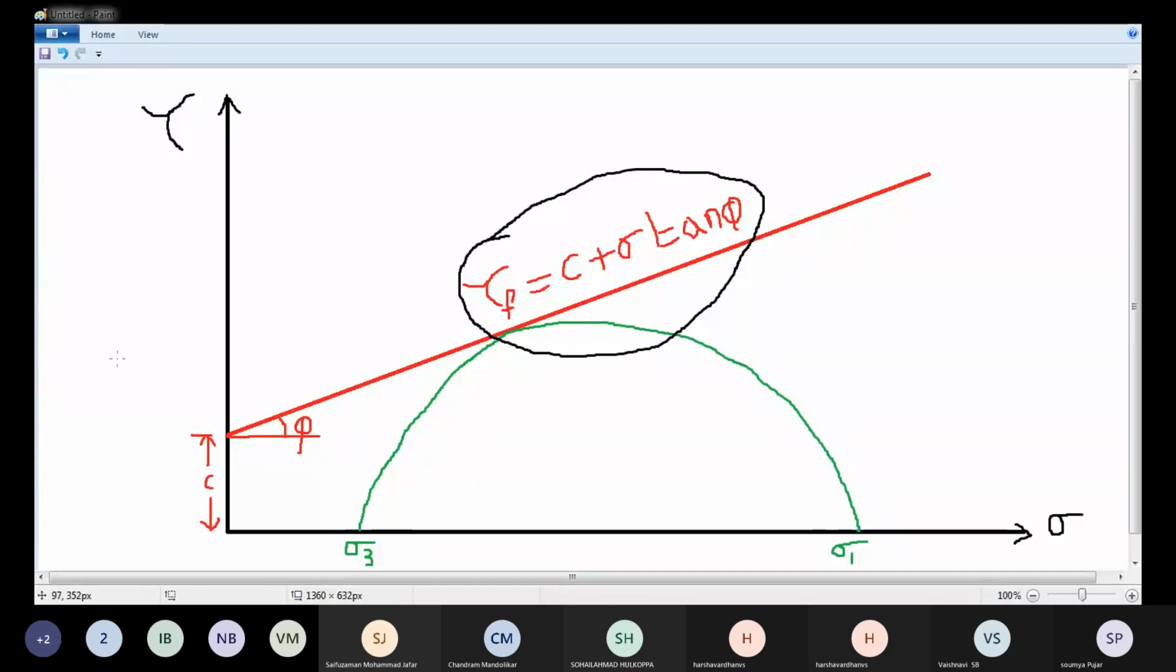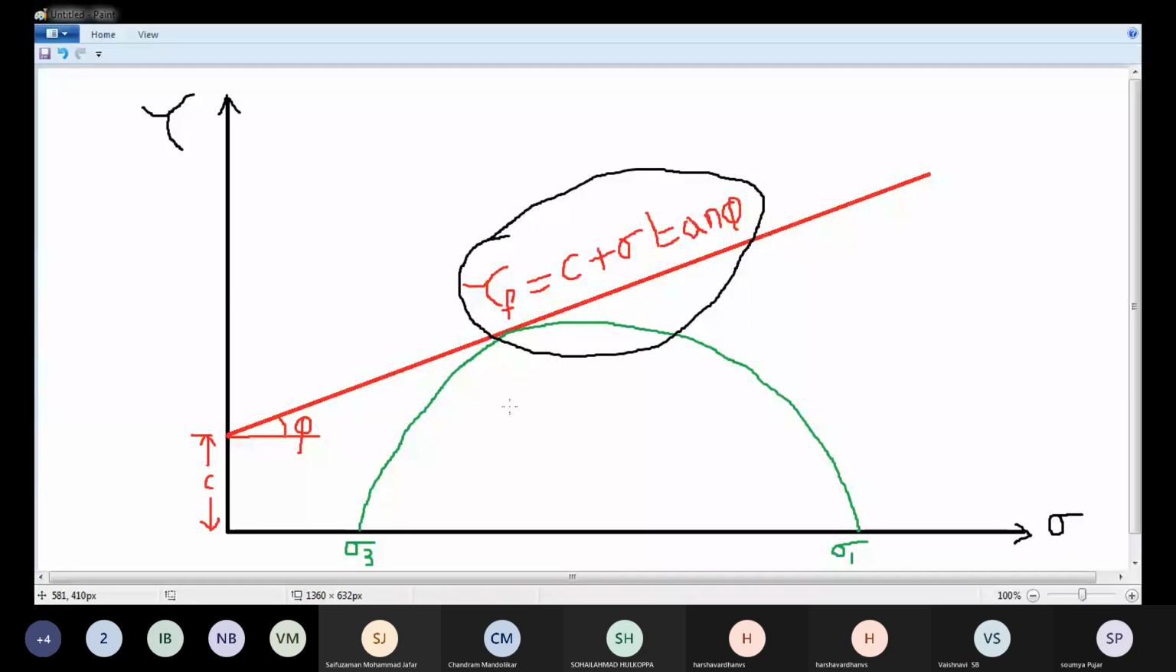As you increase the normal stress, the shear stress that is induced in the soil is going to increase. And this relationship is assumed to be linear and tangential to the Mohr circle. The equation of this strength envelope or Mohr envelope or failure envelope is tau is equal to C plus sigma into tan phi. Y is equal to mx plus C. C is the y-intercept, phi is the angle of slope.